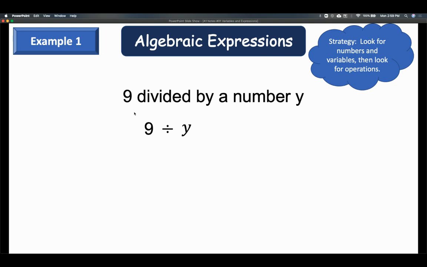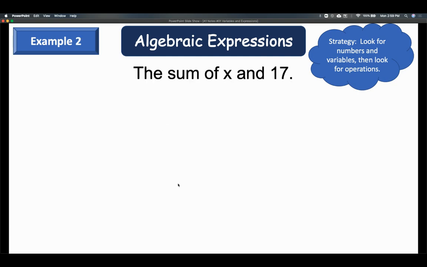So I saw the 9 first, so I'm going to write the 9 first. I saw the y second, so the y is the second part. I just put divided in between those two. Okay? So let's try that with another example.